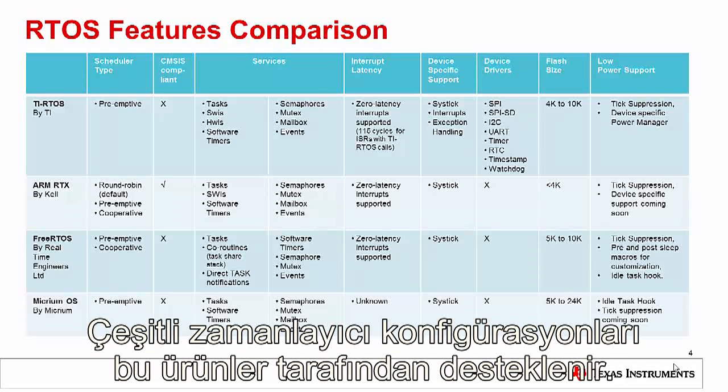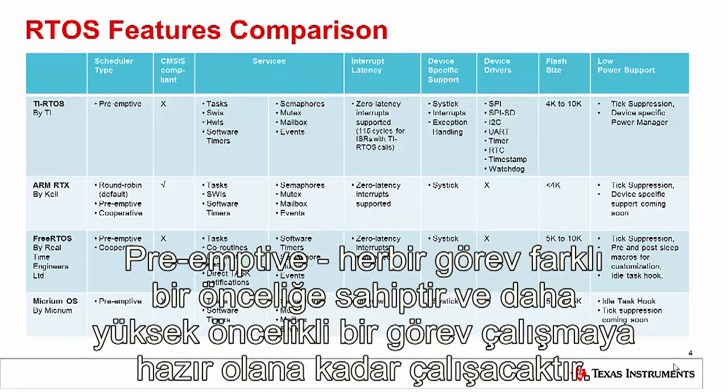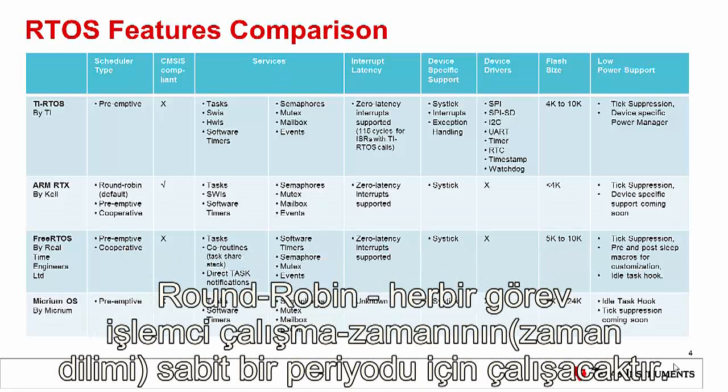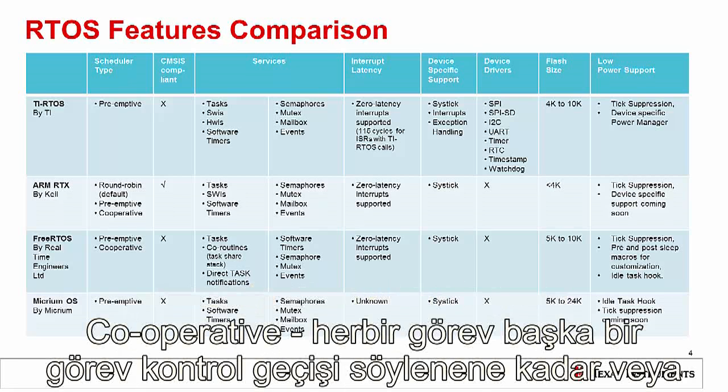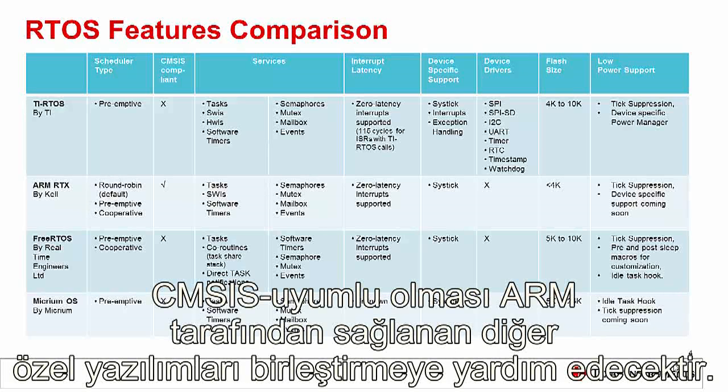Various scheduler types are supported by the products. As seen in the table, preemptive, round-robin, and cooperative schedulers are supported. A preemptive scheduler is where each task has a different priority and will run until a higher priority task gets ready to run. In round-robin scheduling, each task will run for a fixed period of CPU runtime or time slice. In cooperative schedulers, each task will run until it is told to pass control to another task or reaches a blocking call.